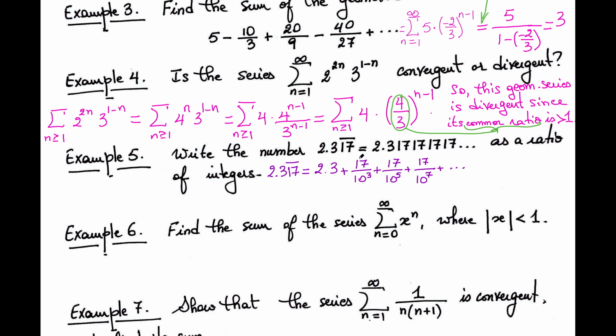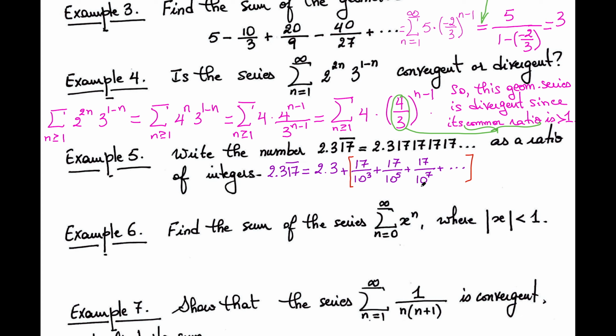So if you just focus on this part, this is a geometric series. This is a geometric series whose first term is 17 over 10 cubed and whose common ratio is 1 divided by 10 to power 2. So 1 over 100 is the common ratio, right? Because you go from here to here by multiplying by 1 over 100. Likewise here, likewise the next one, right? And so on and so forth.